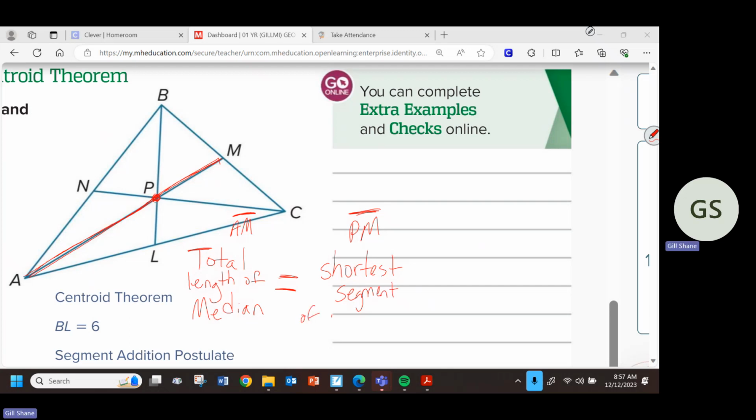And I'll go ahead and write in "of median." So shortest segment of the median plus, and I'm just going to write it completely in words, 2, the number 2, times the shortest length. And that would represent the PA part, because PA is 2 times PM. So that's your formula in words.